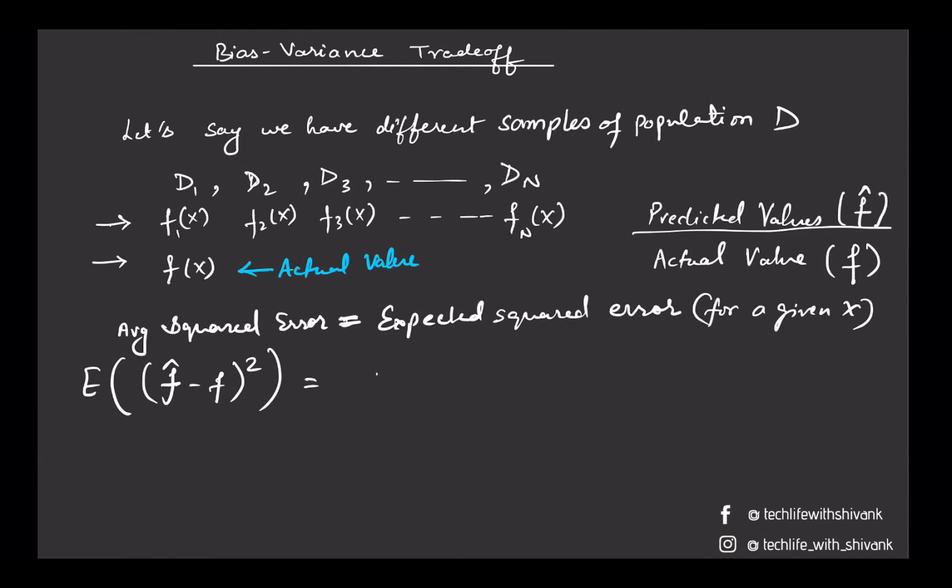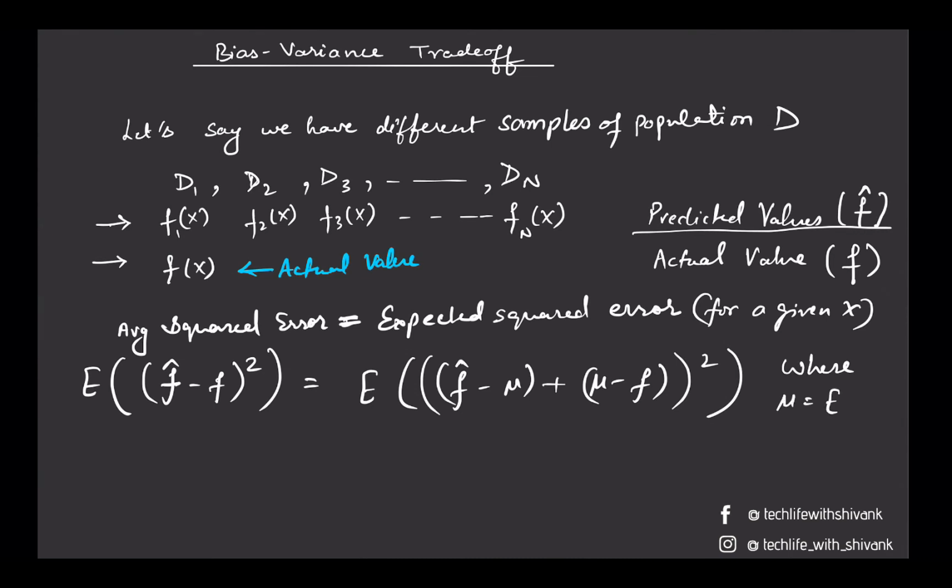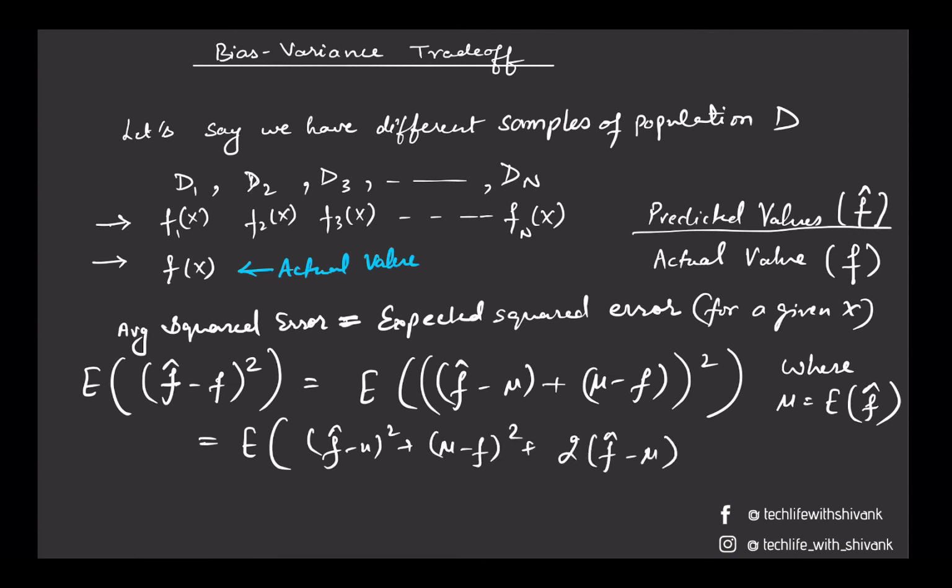So we can write this in the form of f dash minus mu plus mu minus f whole square, where mu is nothing but expected value of f dash, as we just saw. And we know that this would be equal to f dash minus mu whole square plus mu minus f whole square plus 2 times f dash minus mu into mu minus f.